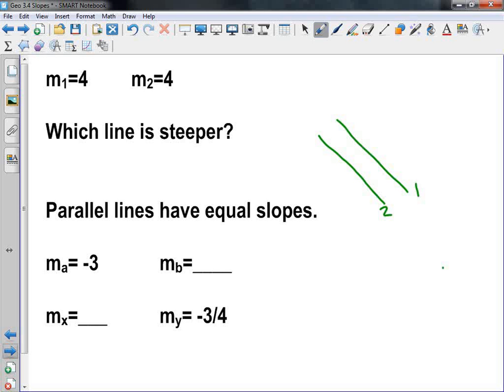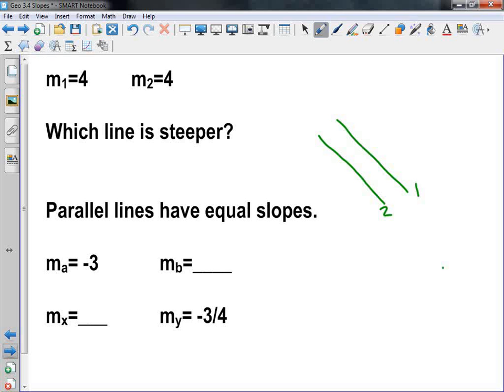All right. So it makes sense that if they are parallel, they have the same slopes, okay? So let's look at these ones down here. I want them to be parallel, right? Here is the slope of line A. What's the slope of line B? 3. It's the same thing. It could be 3 or negative 3.